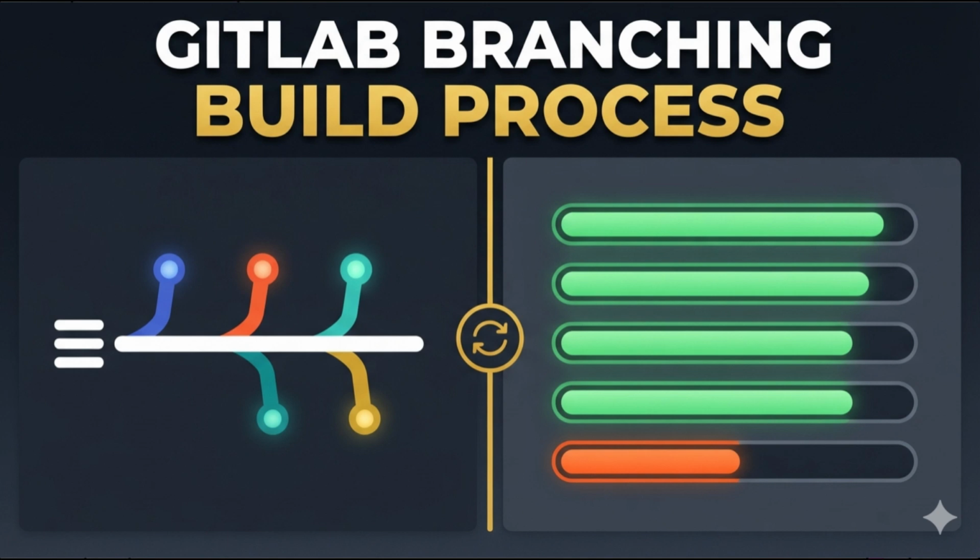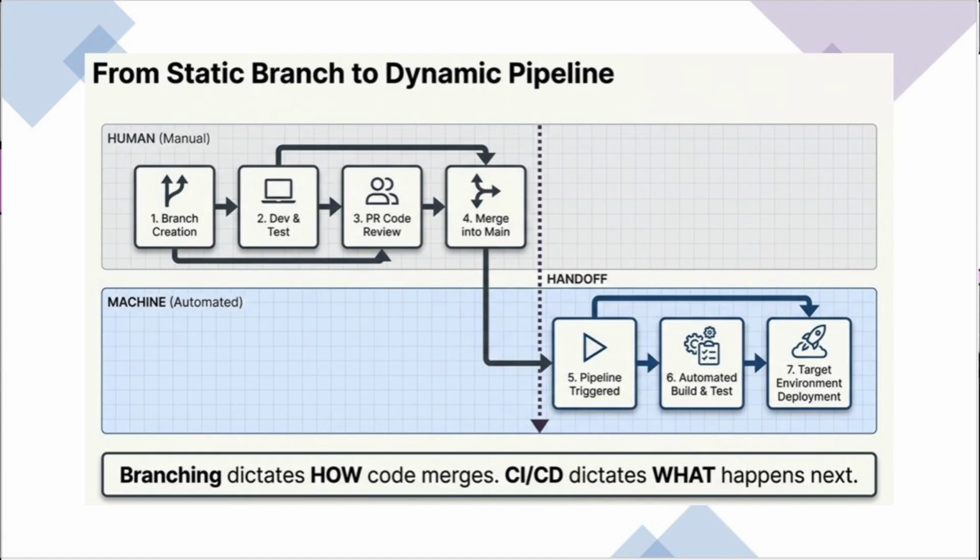If you've been around software development for a bit, you've definitely heard folks debate branching strategies. And you've for sure heard them talk about CI/CD pipelines. But a lot of times they're taught as these two totally separate things, right? Like they belong in completely different textbooks.